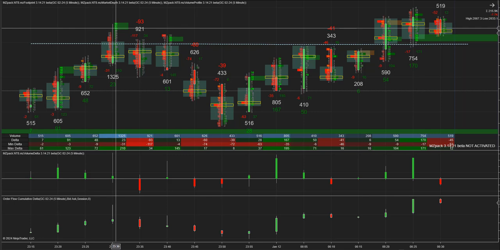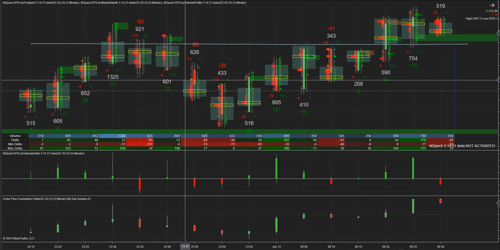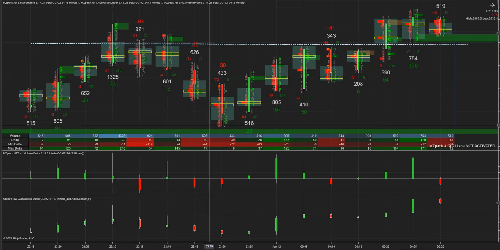We have too many sellers. The aggressive buyers cannot compete with the selling going on inside the market now. And you can see in the next 3 to 4 candles, the market dropped, right?